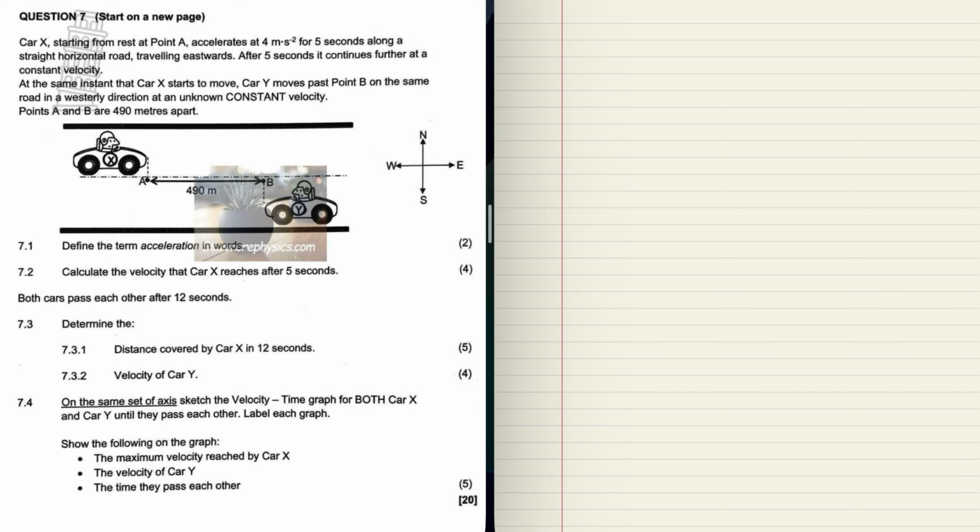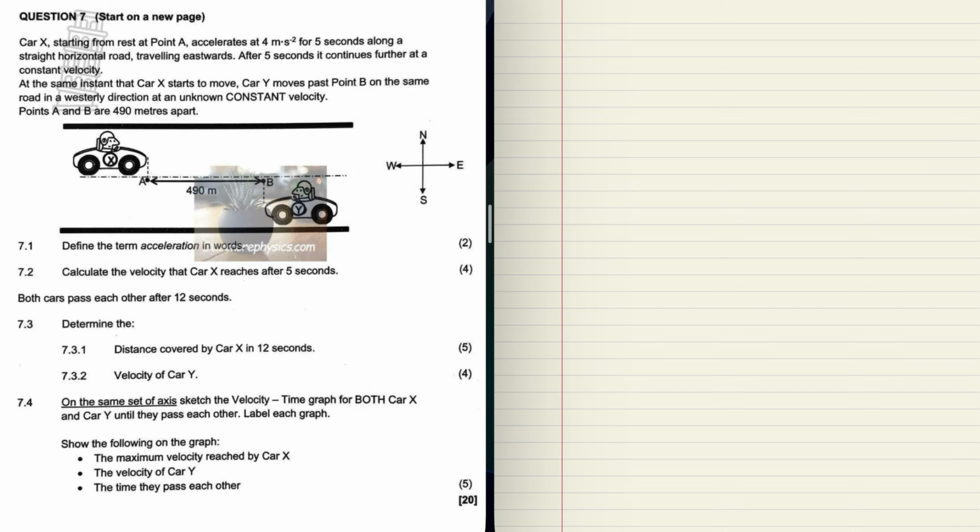Question 7.2, calculate the velocity that car X reaches after 5 seconds. So let's look at the information that we know. We know Vi is equal to 0, and the reason why we know that is because it says it starts from rest. Then we know the acceleration, the acceleration is going to be 4. And they tell us the time. Time is 5. So if you know 3 things, you can use any equation of motion. Well, there is an equation of motion to use to calculate the thing that you want.